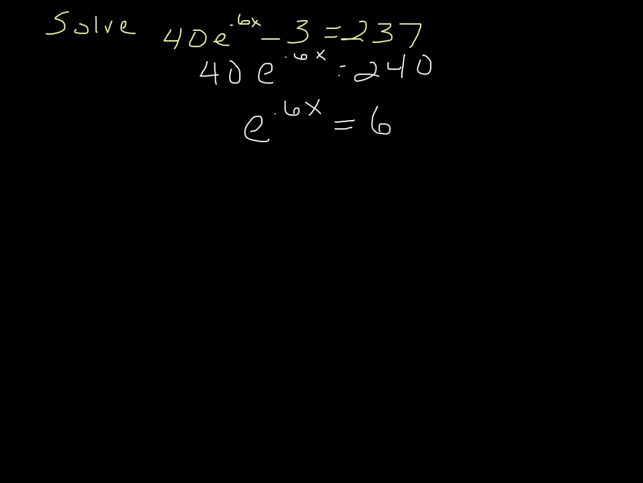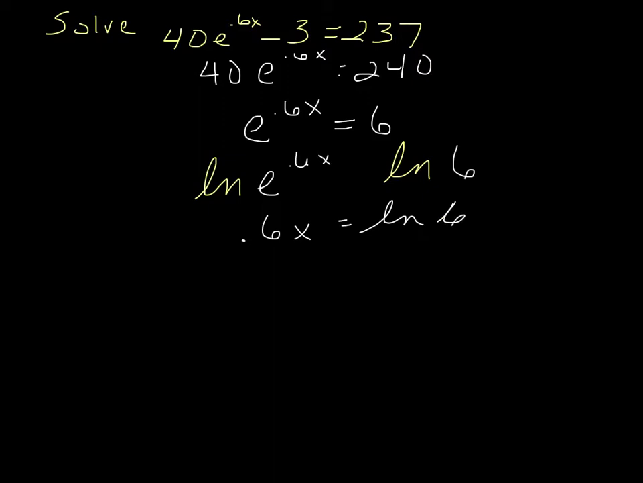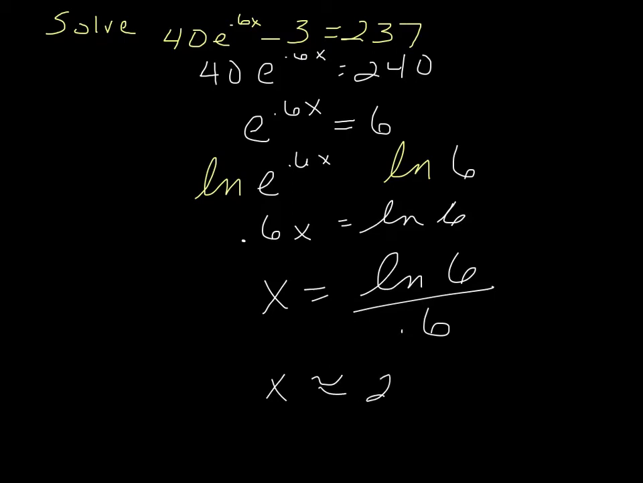And now I've got an exponential with a base e, which means I'm going to take the natural log on both sides. Okay. So if I take the natural log on both sides here, the natural log of e to a power would just leave me with that exponent. Okay. So now x would be the natural log of 6 divided by that 6/10, which means x is approximately 2.99.